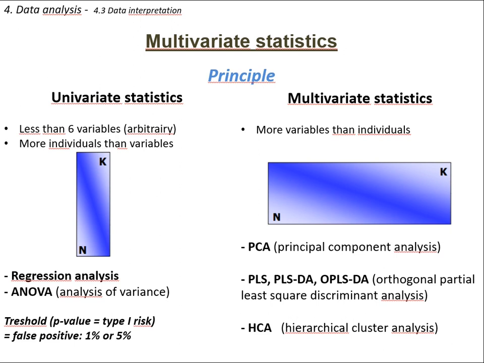then you take this result for granted. In multivariate statistics, usually you have more variables than individuals. And you can use different tools like the principal component analysis, PCA, but also partial least square analysis like PLS, PLSDA, OPLSDA, which is orthogonal partial least square discriminant analysis. And finally, HCA, hierarchical clustering analysis.